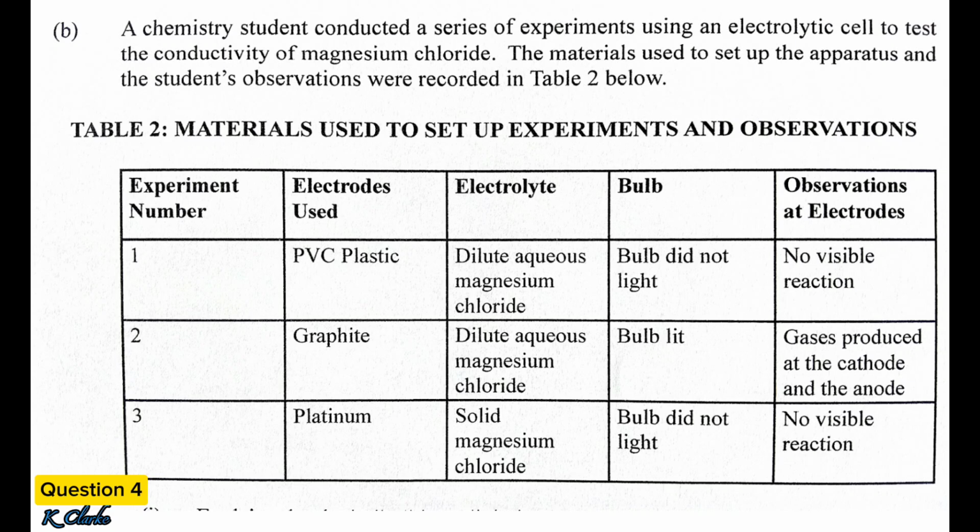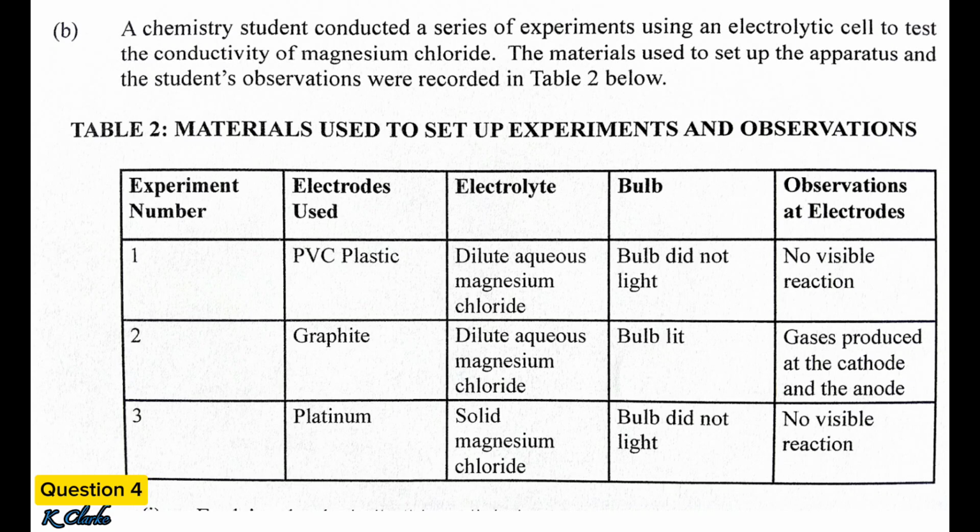B. A chemistry student conducted a series of experiments using an electrolytic cell to test the conductivity of magnesium chloride. The materials used to set up the apparatus and the student's observations were recorded in Table 2 below. For experiment number 1, PVC plastic was used as the electrode, while dilute aqueous magnesium chloride was used as the electrolyte. The bulb did not light and no visible reaction was observed at the electrodes.